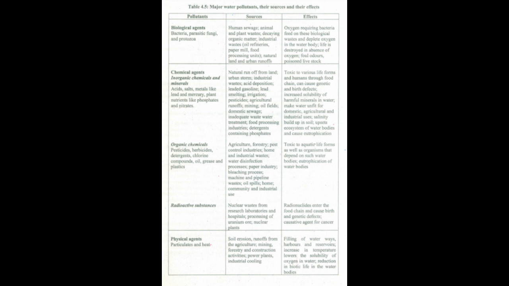4.5.1 Types of water pollutants. Water pollutants are divided into the following major categories. The types, sources and effects of water polluting agents shown in Table 4.5 are sometimes interrelated.